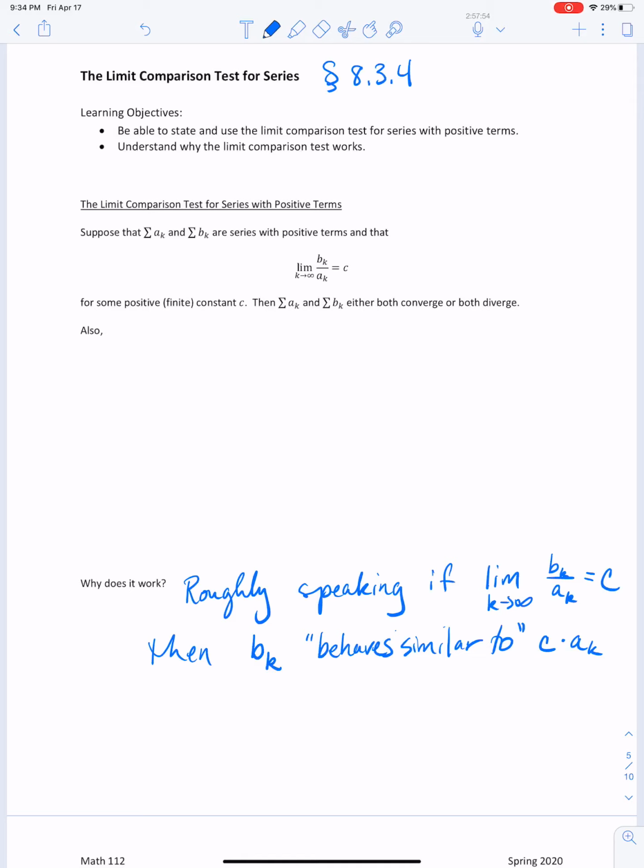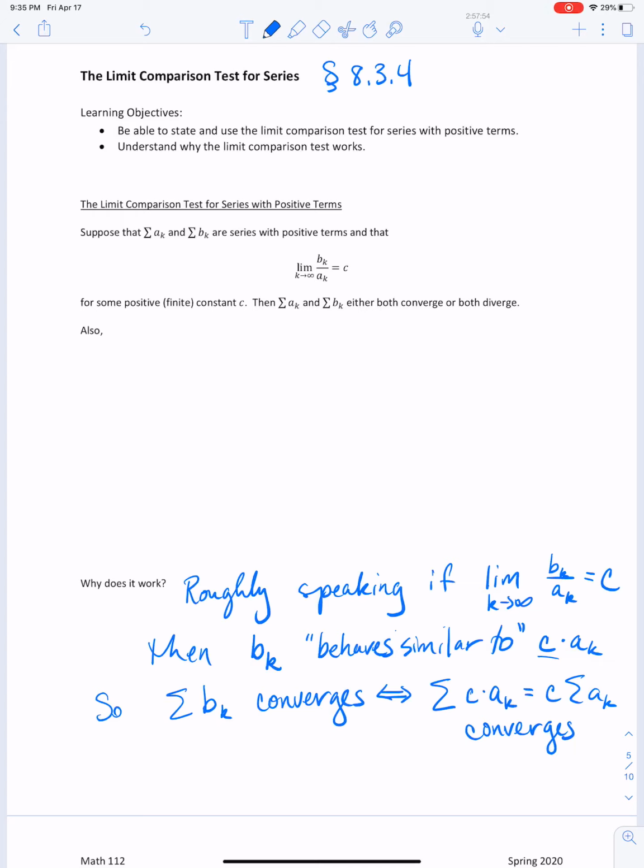And of course, a constant times series terms won't change the convergence or divergence of the series that we're interested in. So let me write it this way. The sum of the b_k's converges if and only if the sum of the c times a_k's converges.